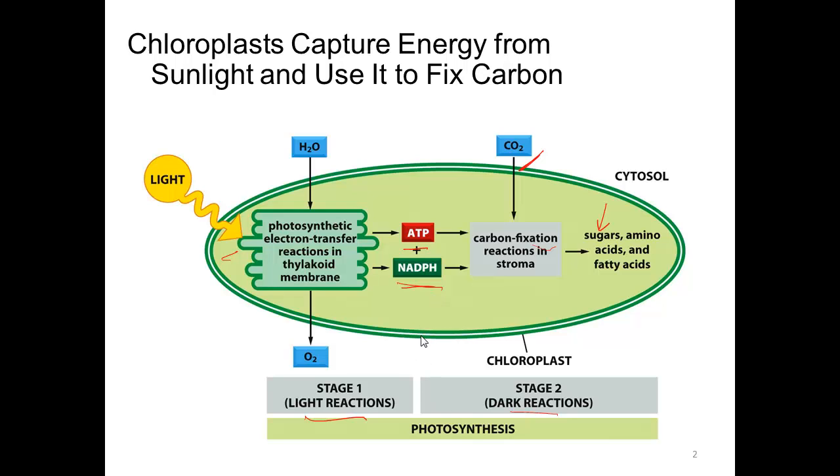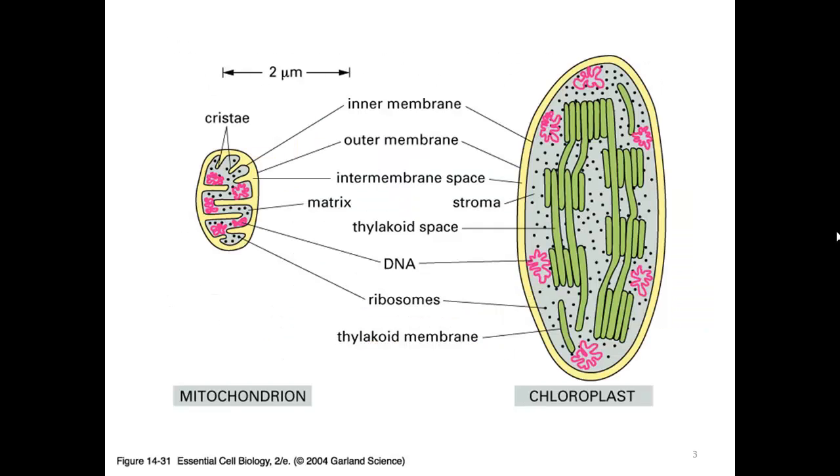Both of these stages occur in an organelle referred to as the chloroplast, which plants have, which has many similarities to mitochondria, which we'll see on the next page. Here are pictures of mitochondria and chloroplast. Plants also have mitochondria, but there are many similarities with chloroplasts.